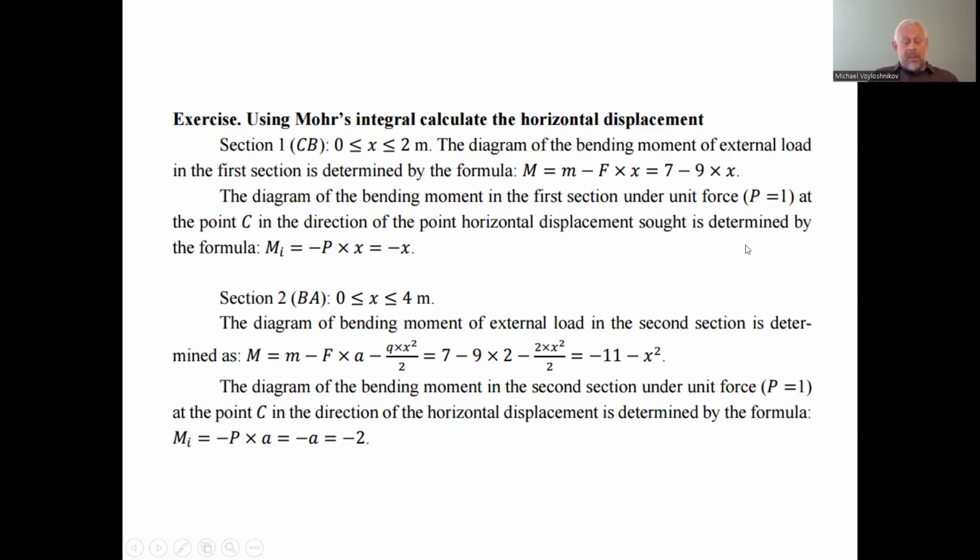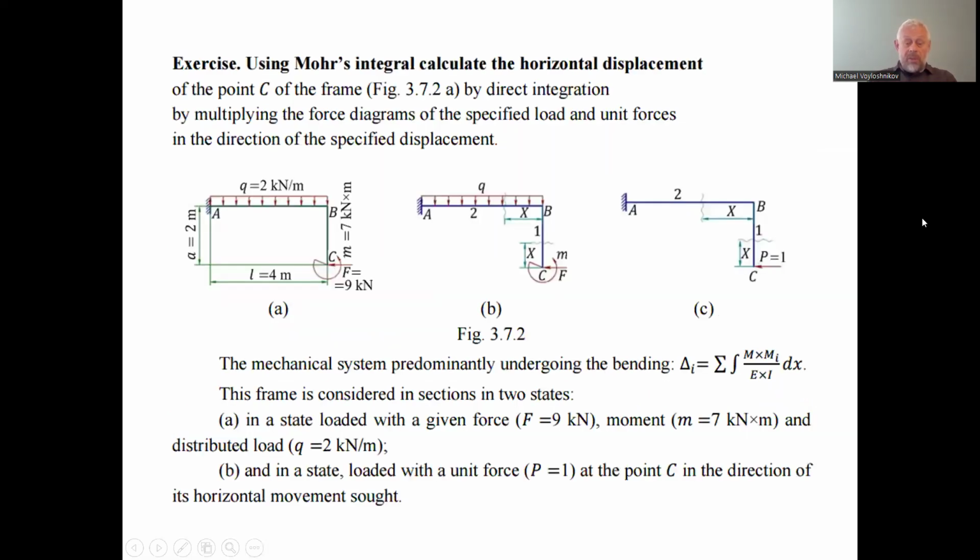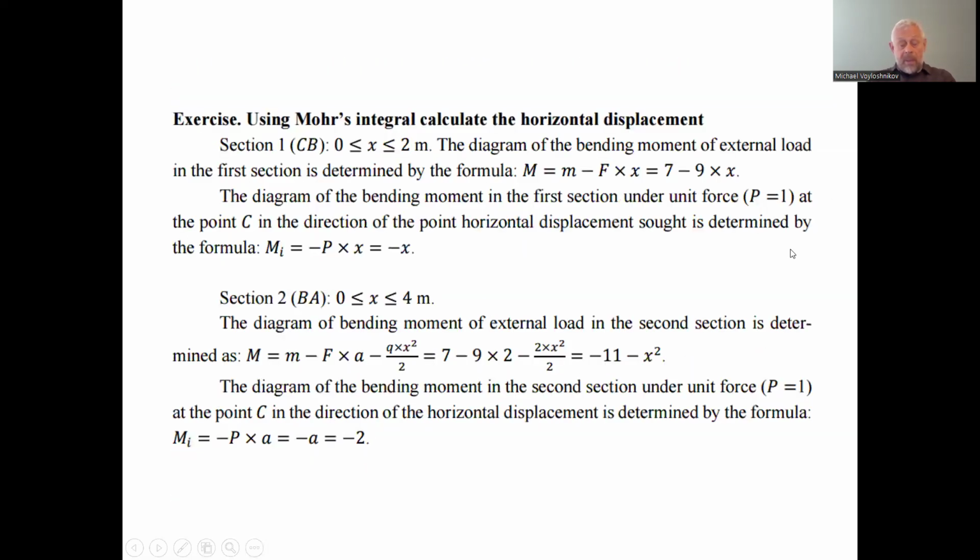Okay, next we consider section 2. Section 2 is the horizontal part of the mechanical system. And the limits of the integral are from 0 to 4 meters. For the first segment it is from 0 to 2 meters. So for the Mohr integral, each limit begins from the beginning of the definite considered element of the mechanical system. For the second one, from 0. For the first one, from 0 to the end of this element, 4 meters or 2 meters, appropriately.